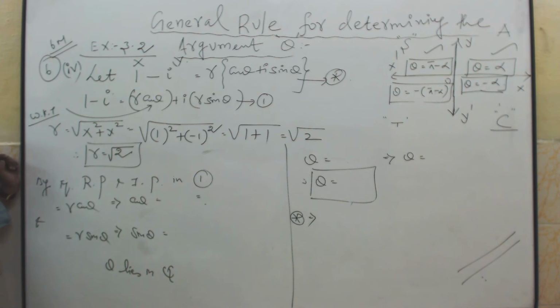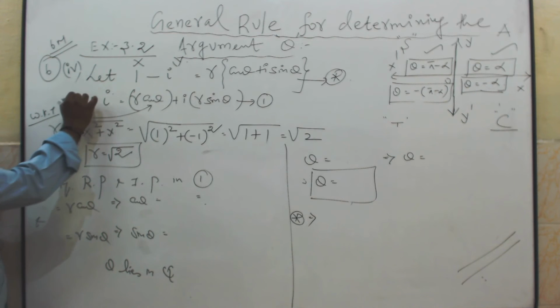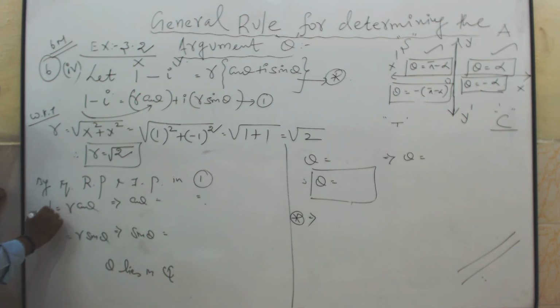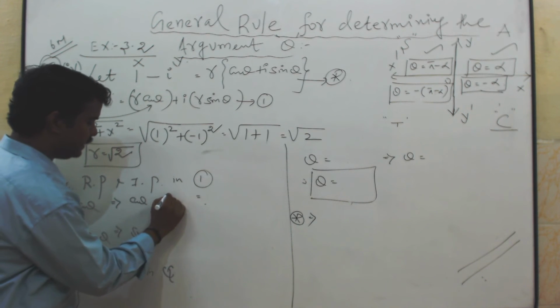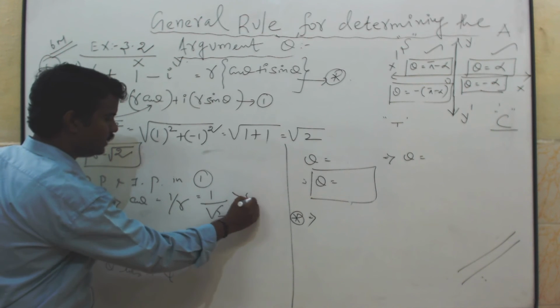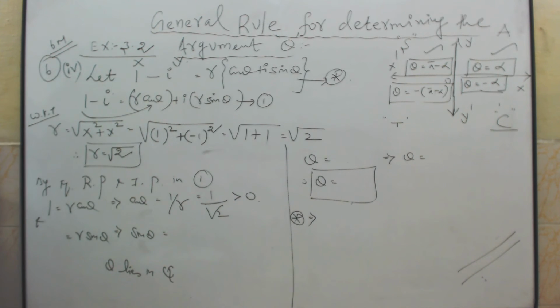அதே மாதிரி last ரெண்டு sum மாதிரியே நம்ம work out பண்ணணும். Equate real part, imaginary part in equation number 1. What is the real part in the left hand side? 1. 1 is equal to R cos theta. So from this, what is cos theta? 1 by R, which is 1 by root 2, that is positive. Similarly, we equate the imaginary part.